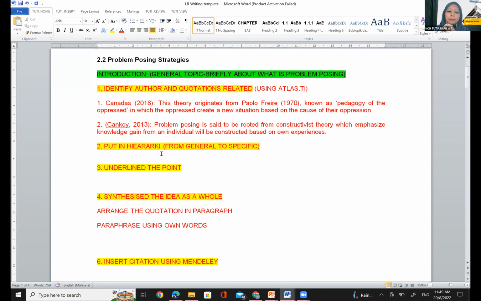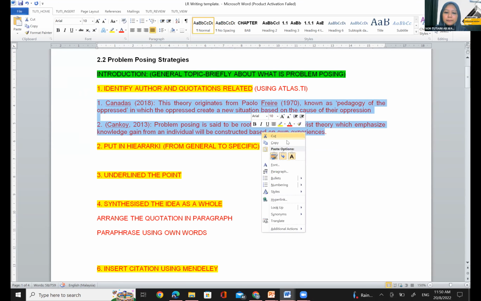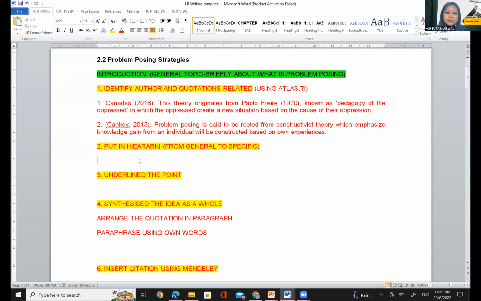Okay, pergi kepada step number 2. Step number 2 ni kita nak letakkan dalam hierarchy. Ini hierarchy ni bila kita ada 5 atau 6 artikel yang kita dah search kan. Of course lah kita kena susun dia punya idea tu. Supaya idea tu daripada general kepada specific. Okay, so since in my example ni kita ada 2 author saja, so it's no big issue. Yang the first one kita letak first one lah, the second one kita letak second one. Okay, so mean kita letak hierarchy. So hierarchy-nya adalah sama seperti ini. Copy and then kita paste lah.